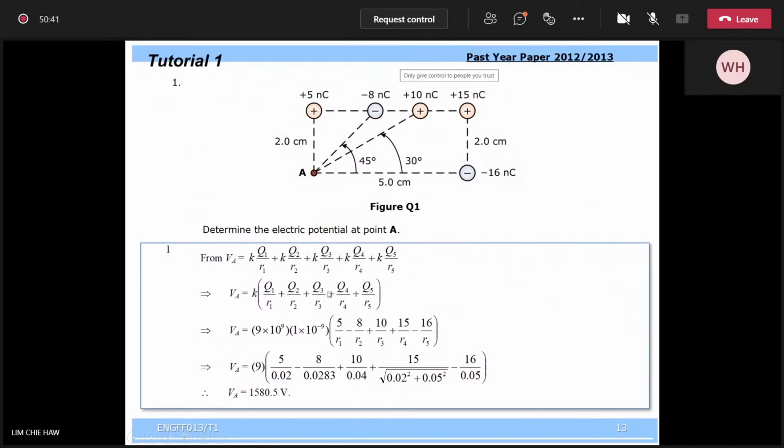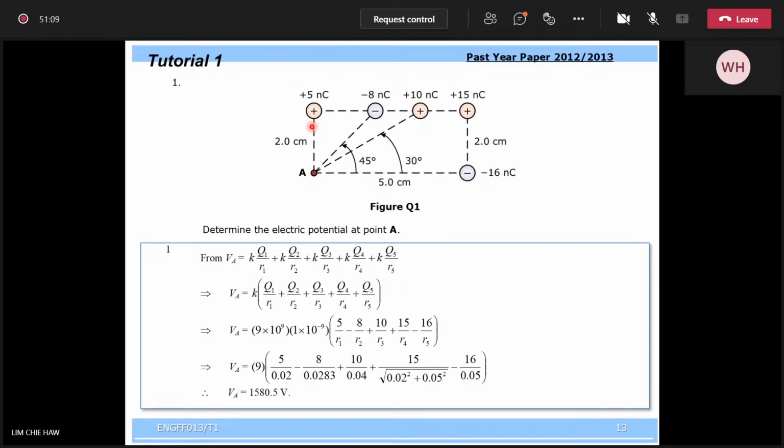Okay, look at the formula here. If the 5 nanocoulomb is the target, you look at the equation of electric potential. The distance in the electric potential formula will basically be the distance from the charge to the target, isn't it?